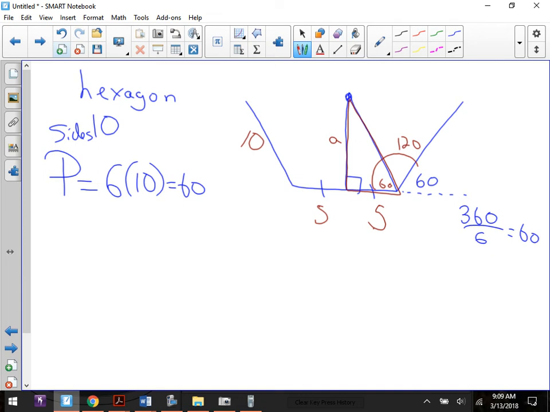If I use trig, I have a 60, and I'm trying to find the opposite, and I know my adjacent. What function is that again? Tangent. If I use 30, 60, 90, I know the side opposite my 30 is 5, which means opposite my 60 would be 5√3. Or like you said, if you use trig, you get the same thing. Press a bunch of buttons and your calculator will spit out 5√3.